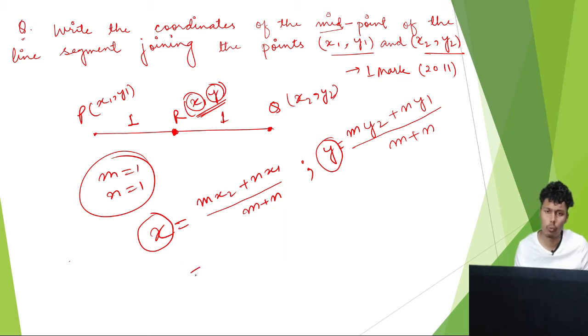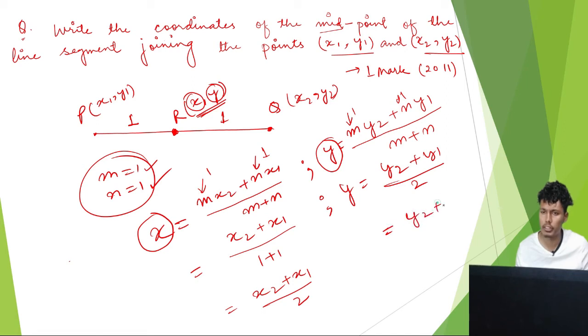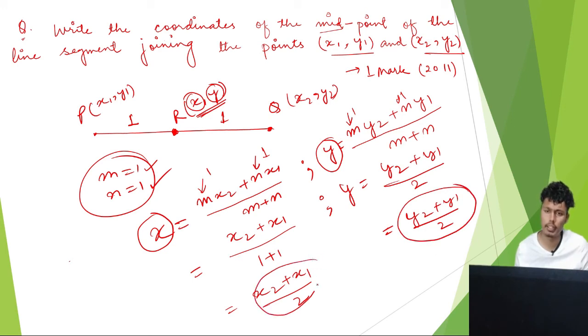x will be equal to, with m as 1 and n also 1, so we can write (x2 plus x1) over (m plus n), which is 1 plus 1, so x2 plus x1 divided by 2. Now let us find y, where m is 1 and n is 1. So y2 plus y1, over m plus n, 1 plus 1 is 2, which will be equal to (y2 plus y1) divided by 2. I hope it is clear to you.